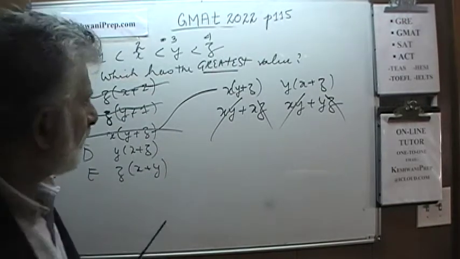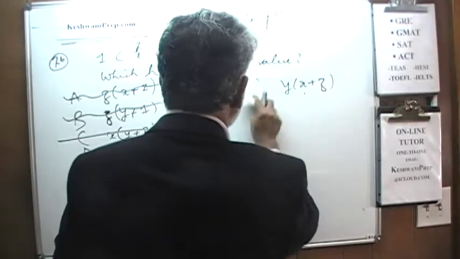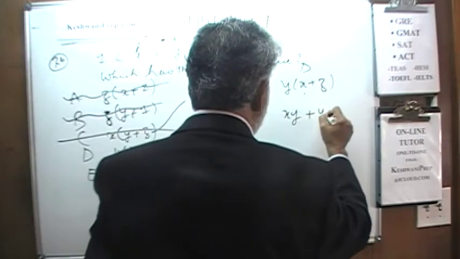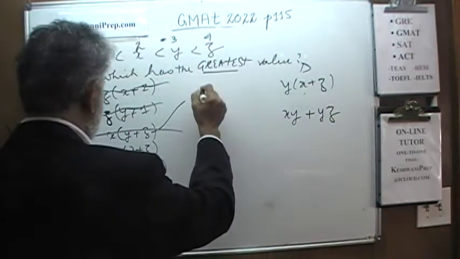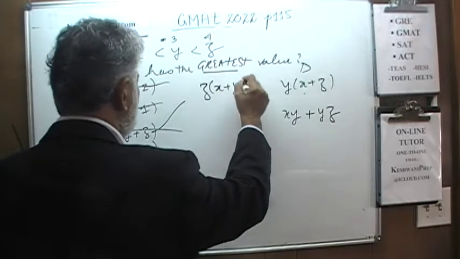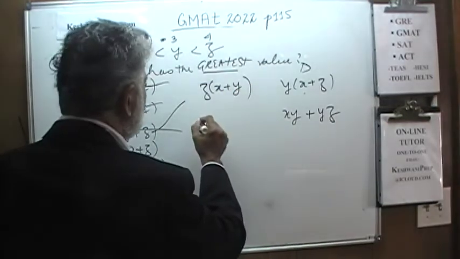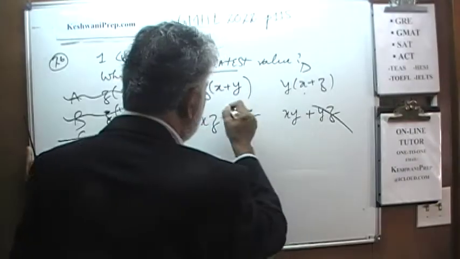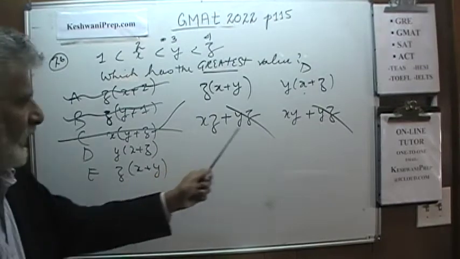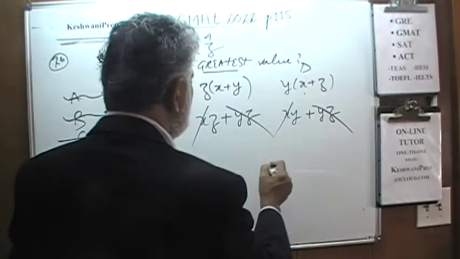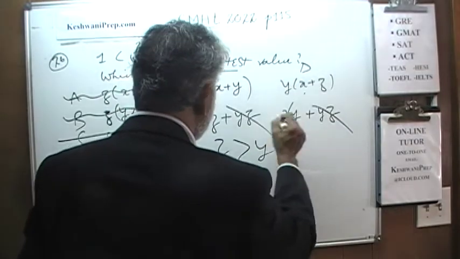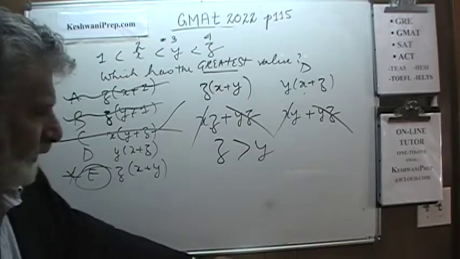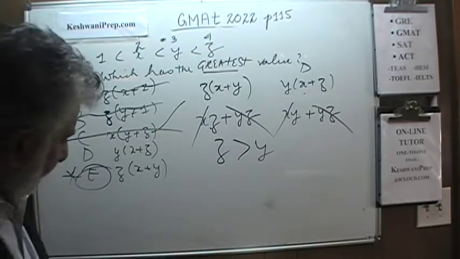Now we go one more round and compare D versus E. So that's D. Here we have x times y plus y times z, and in E we have z times x plus y. We're almost there. It has to be one or the other, obviously. So here we have x times z plus y times z. Is there anything common? Of course there's something common right there. That plays no role. Divide both of these quantities by x. There you go. And of course z is bigger than y. Z is bigger than y. The answer is E. The answer is E.